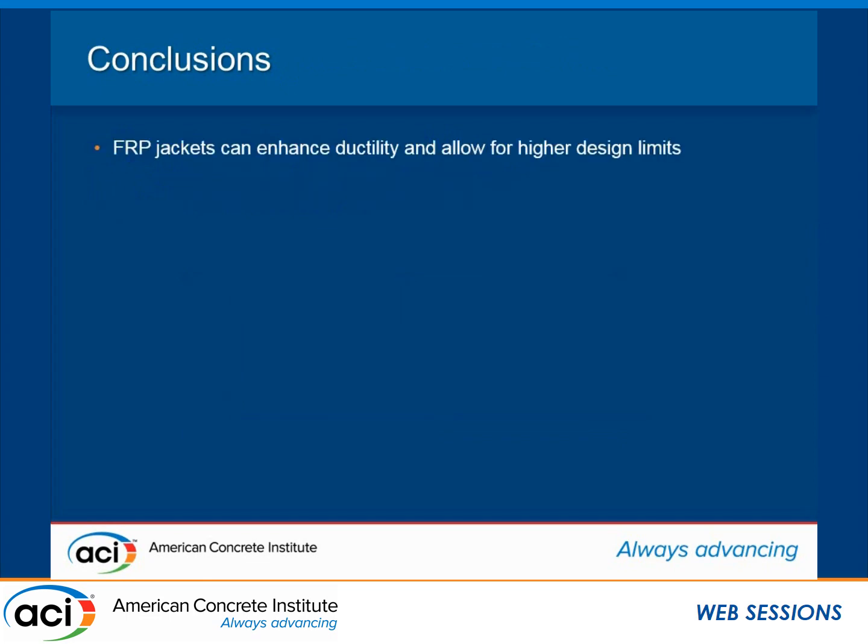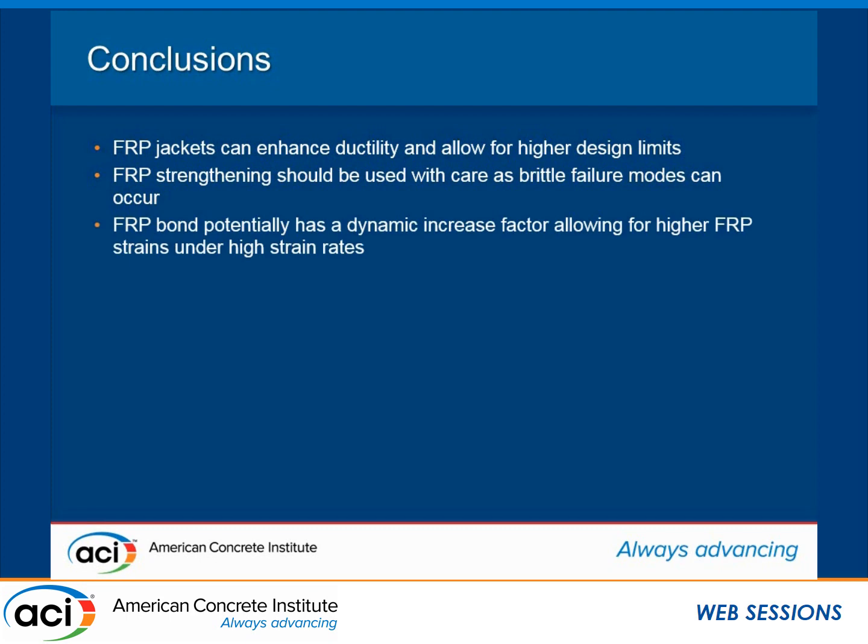FRP jackets can enhance ductility, and they can allow for higher design limits. You can strengthen, but you should be careful that you're not compromising ductility capacity for your column design, because if you do that, you're going to really hamper yourself for how far you're allowed to design to. And potentially, there's some evidence building that maybe there could be a dynamic increase factor for bond in the future for FRP under high strain rates. That's what I have, and thank you very much for your time.